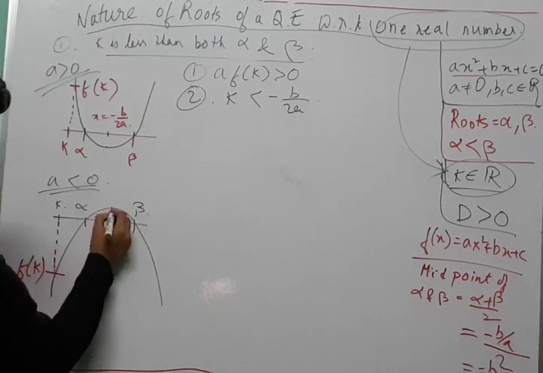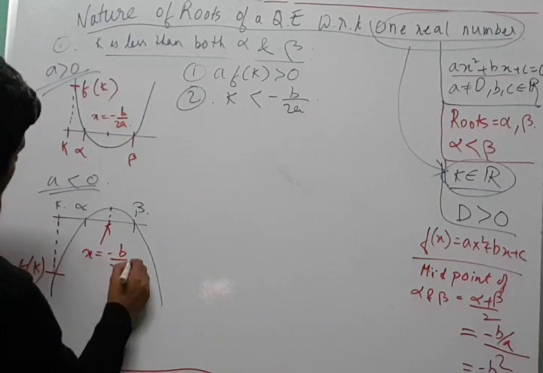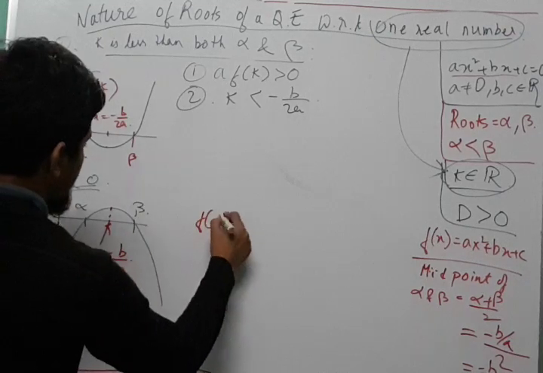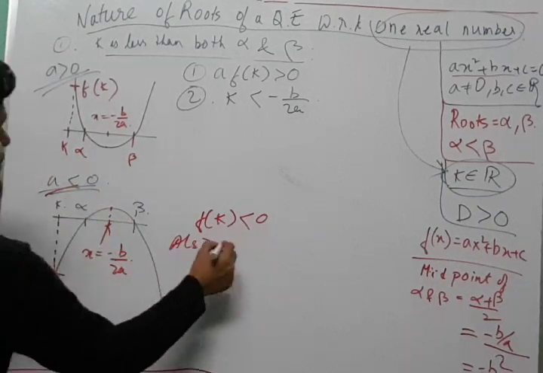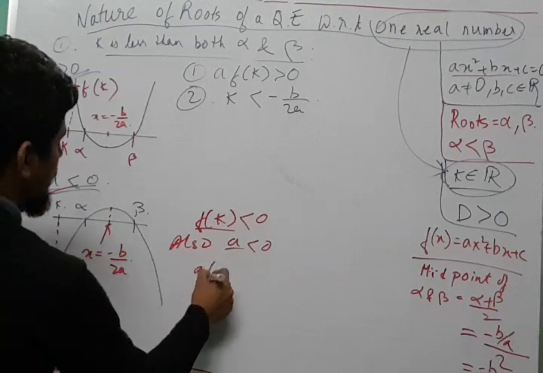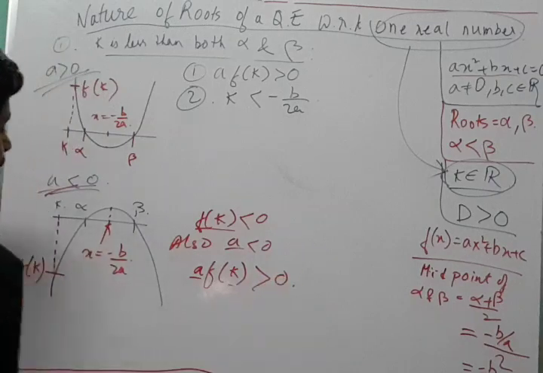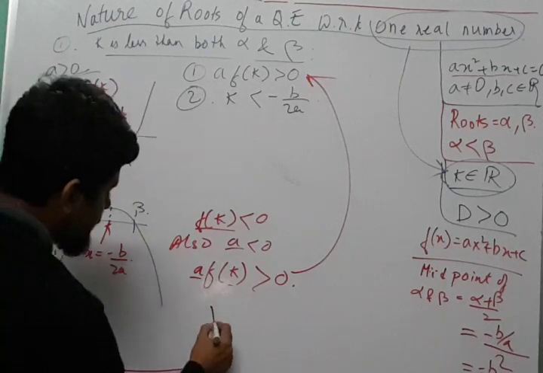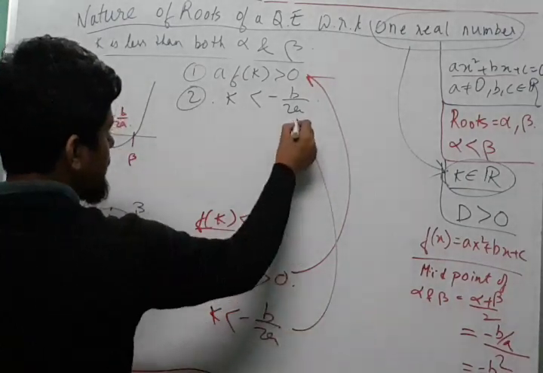Okay, and this midpoint is basically x is equal to minus b by twice a. So again, the conditions that you will get over here is that f(k) is less than 0, and also we have been given that a is less than 0. So f(k) is also negative, a is also negative. So if we find out the value of a f(k), this will basically be negative into negative, which will be positive and greater than 0. So again, this condition is satisfied, and also you will see that k is less than minus b by twice a, which is again this very condition.